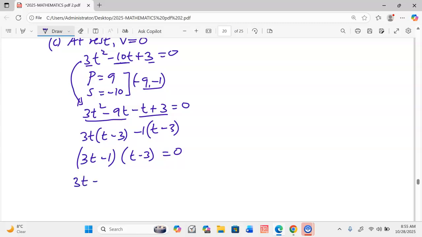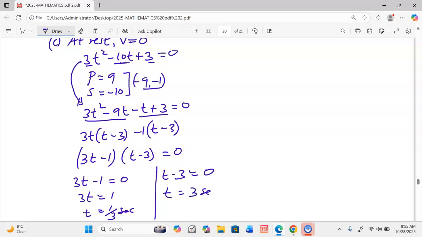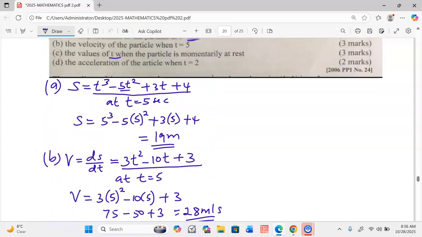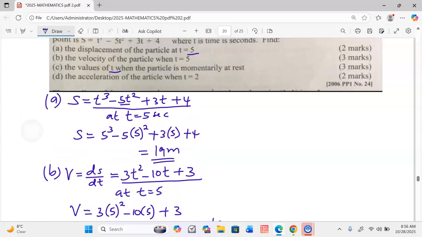Meaning 3t minus 1 will be equal to 0. 3t will be equal to 1, and therefore t is going to be a third seconds. And also t minus 3 will give us 0. t is going to be equal to 3 seconds, that is if you move minus 3 to the other side. That gives us the answer to part C of the same question.